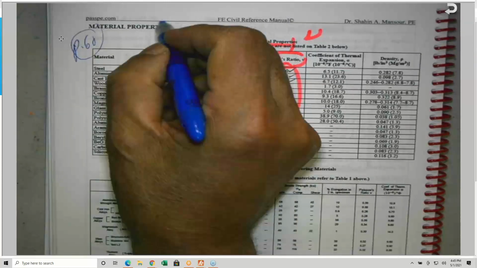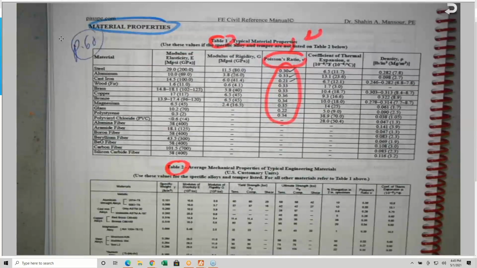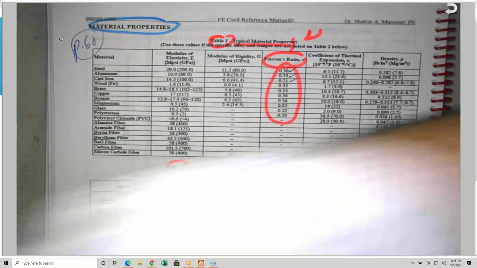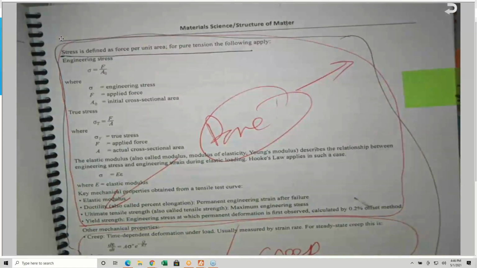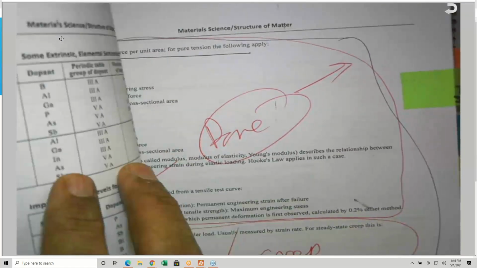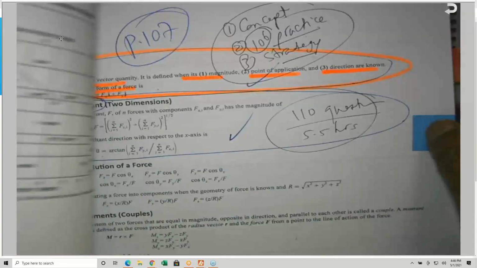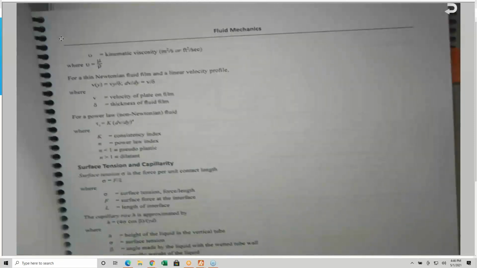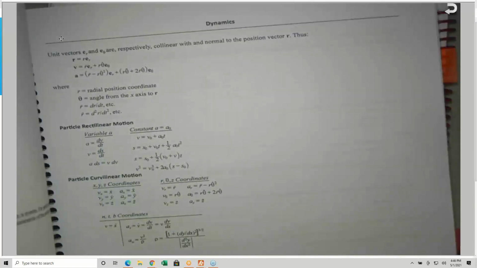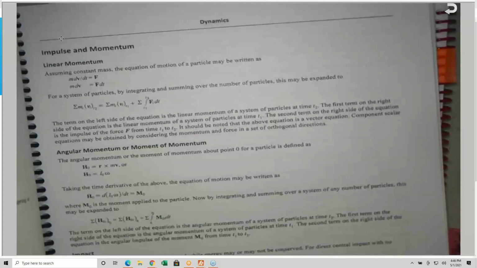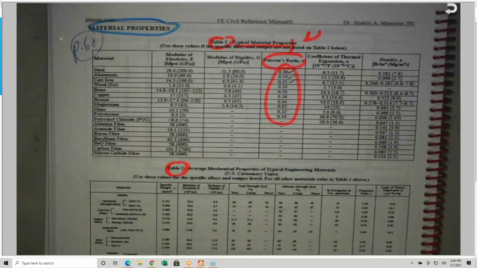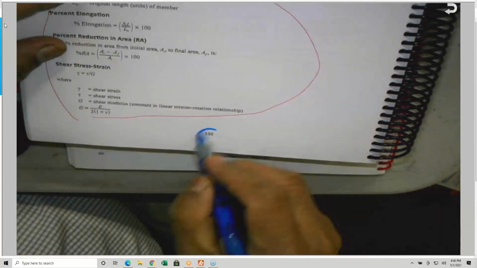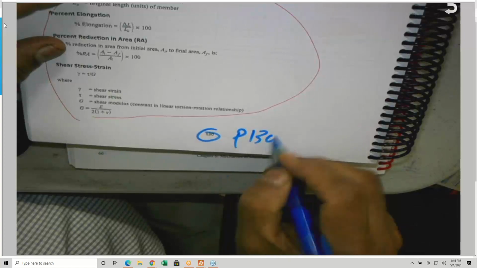If you have the NCEES document, which I highly recommend either to purchase or to download, and if you go to mechanics of materials, this is the mechanics of materials chapter. Let me go to mechanics of materials here. This is material science. This is statics, dynamics, and mechanics of materials. I think it was after dynamics. Yes, here it is. So this is on page 130, by the way. If you have the original document with you, this is page 130 of the NCEES reference book.